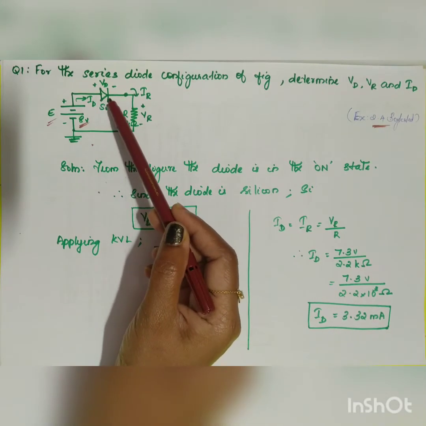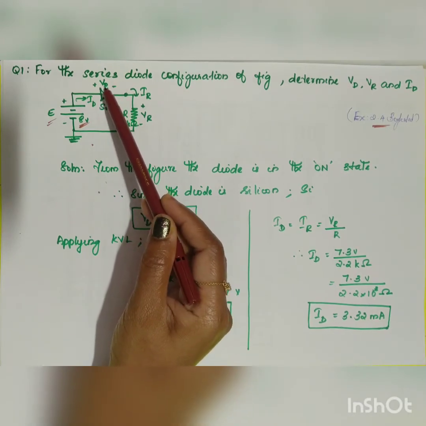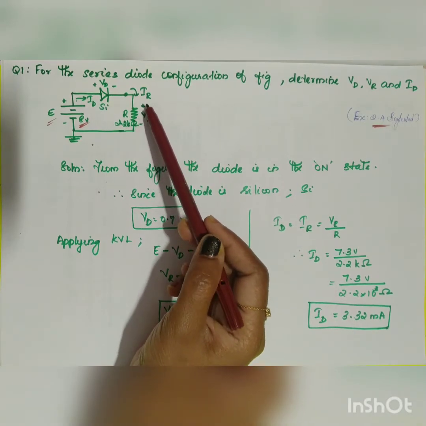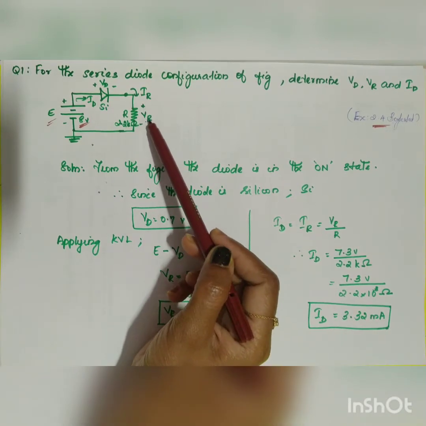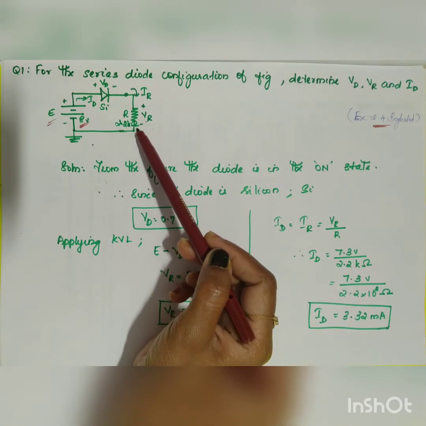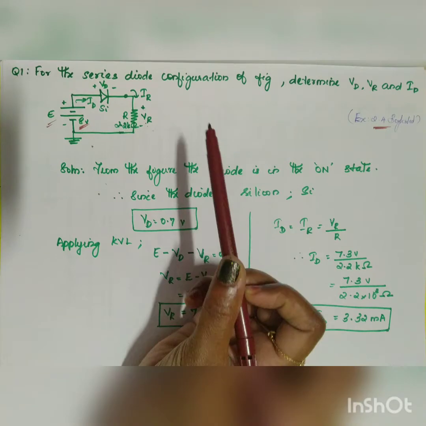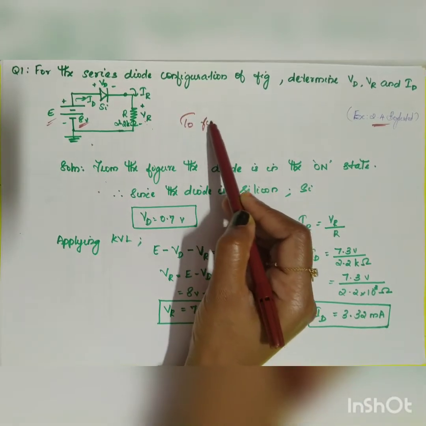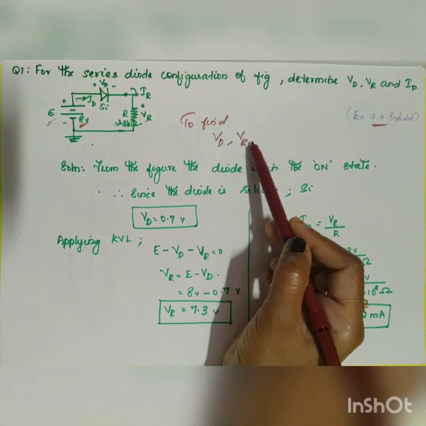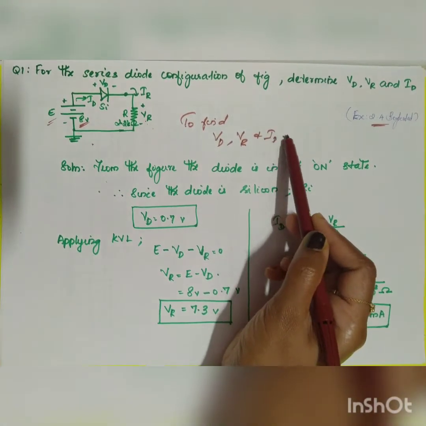Then you have a diode in forward bias condition, positive, negative. The voltage across your diode is taken as VD and you have your VR, the output voltage across your resistor, whose value is given as 2.2 kilo ohm. What are the parameters you have to find? You have to find VD, VR and ID.